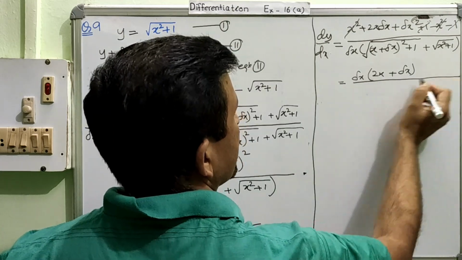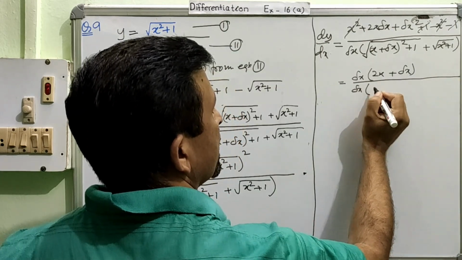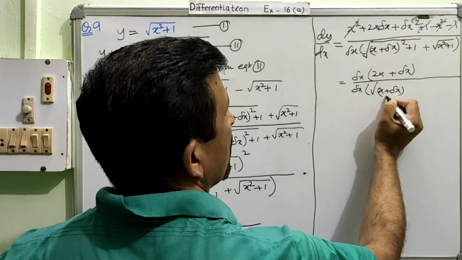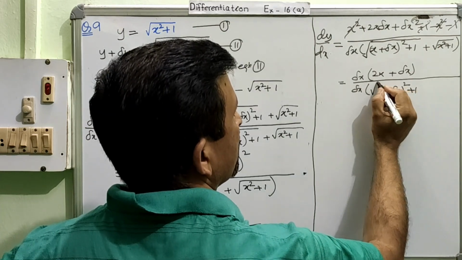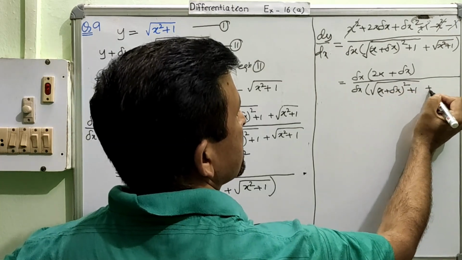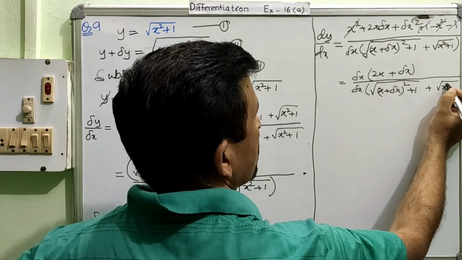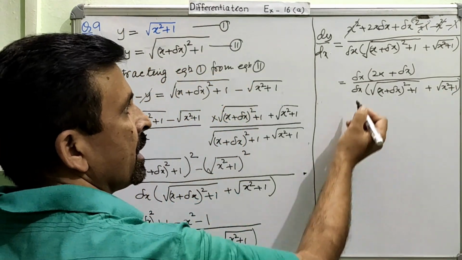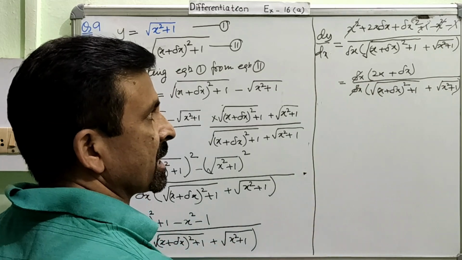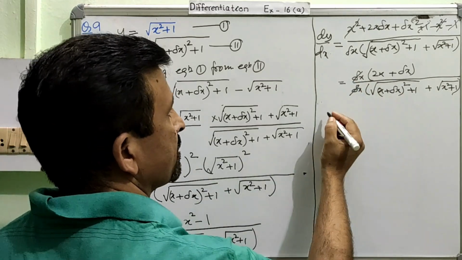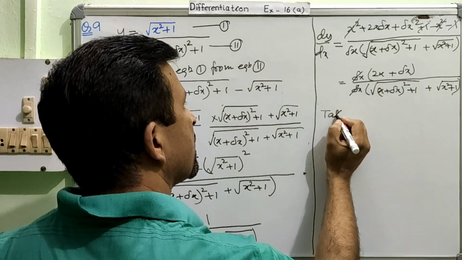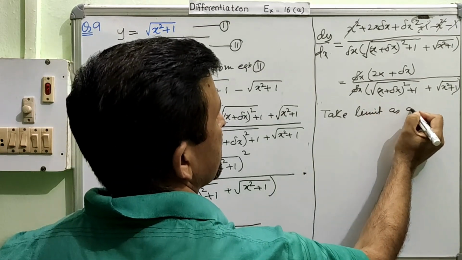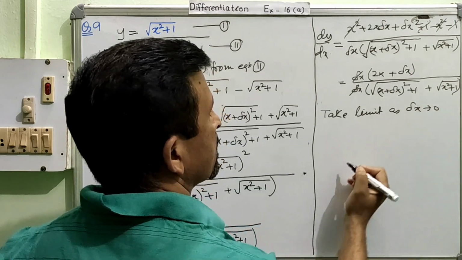And the denominator write as it is, delta x into root over x plus delta x whole square plus 1, plus root over x square plus 1. Am I clear? Now this delta x and this delta x cancel. After cancelling, we will take the limit as delta x tending to 0.